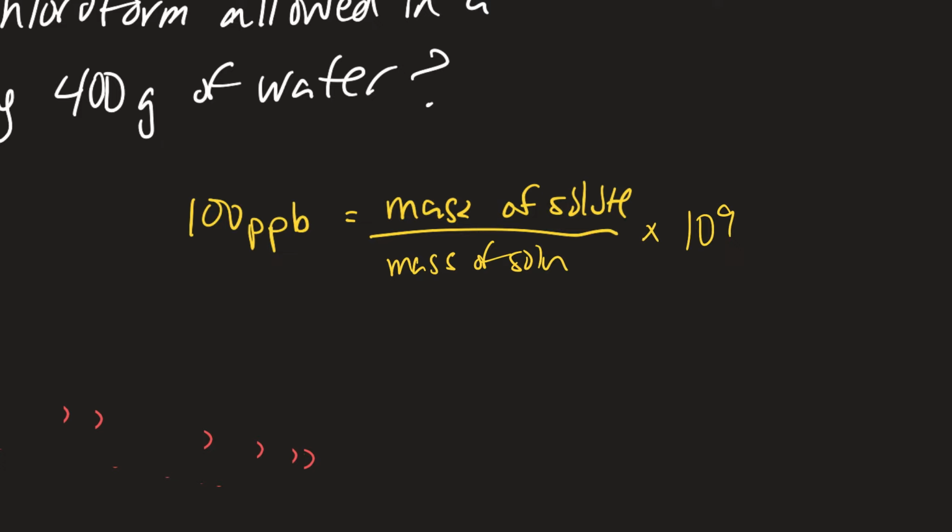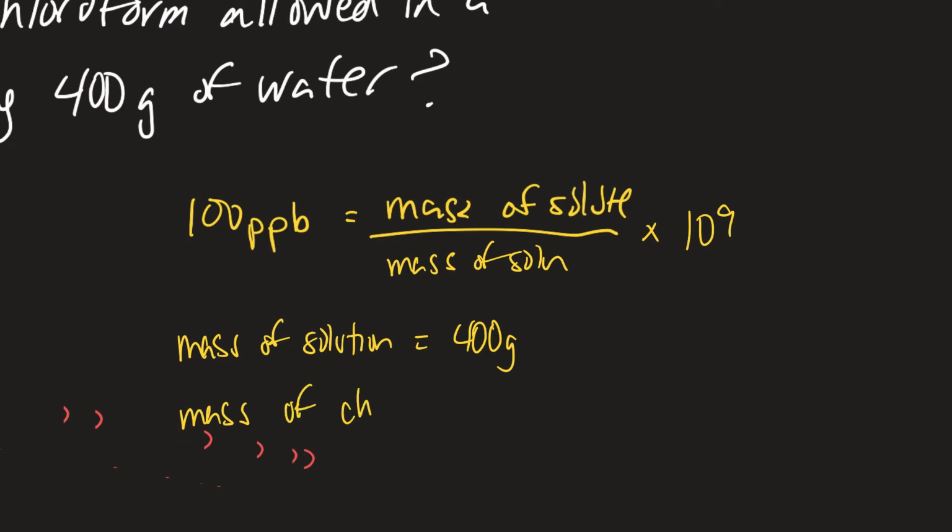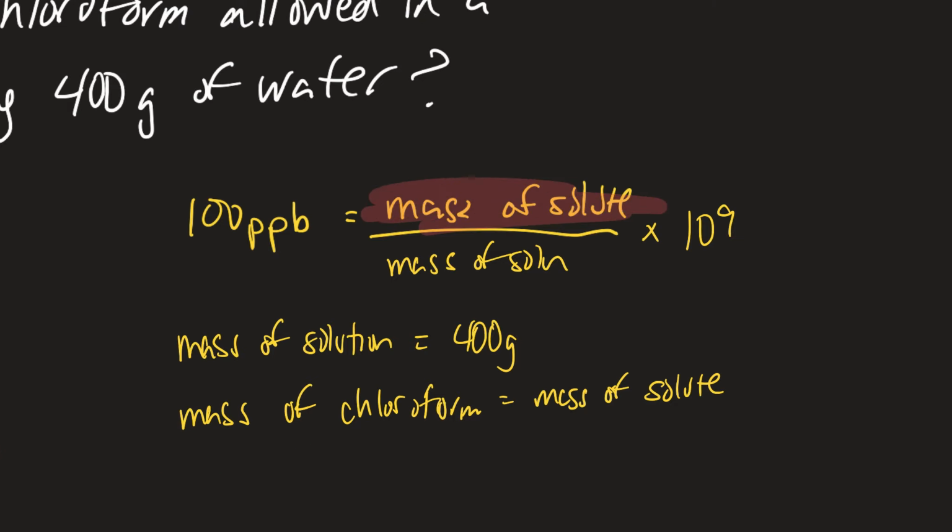What is given to us? Well, we know the mass of the solution. The mass of the solution is 400 grams. What we're trying to figure out is the mass of the actual chloroform, and chloroform in this case is the mass of the solute. So we're essentially solving for this here.